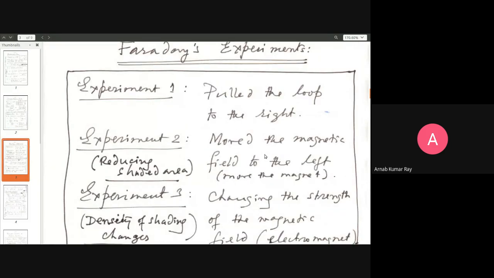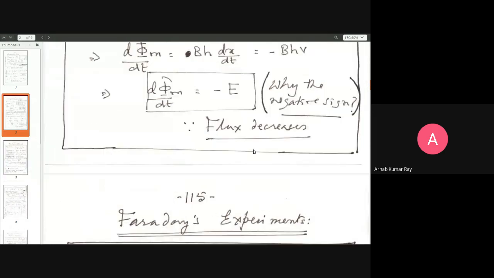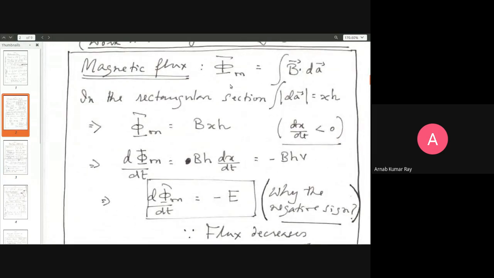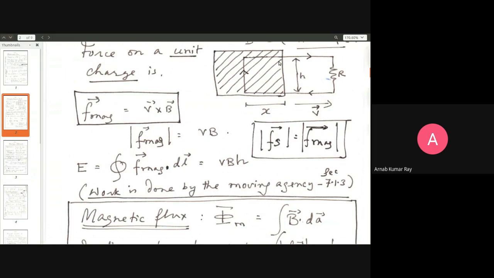We can do 2 more experiments. What is it? Move the magnetic field to the left. Follow carefully, ultimately we shall have to change the magnetic flux. How can we change the magnetic flux? We can change it in 2 ways, either by changing the magnetic field or by changing the area of the overlap between the wire loop and the shaded region of this page. In the first experiment, we pulled the wire loop to the right, and this overlapping shaded region reduced, and a flux change happened.